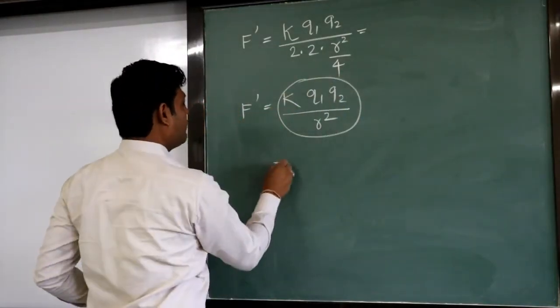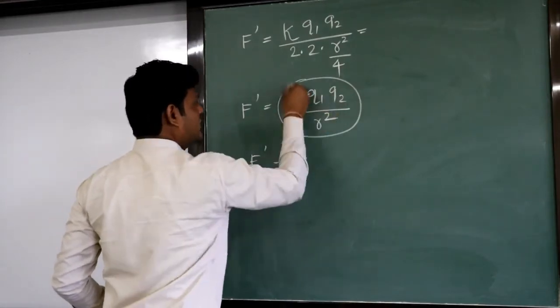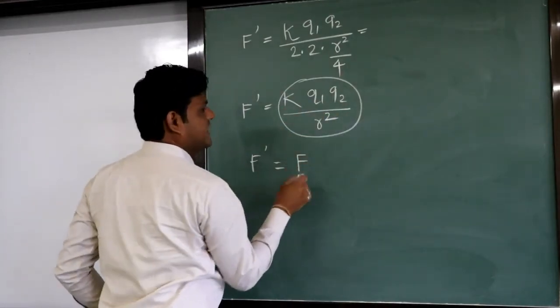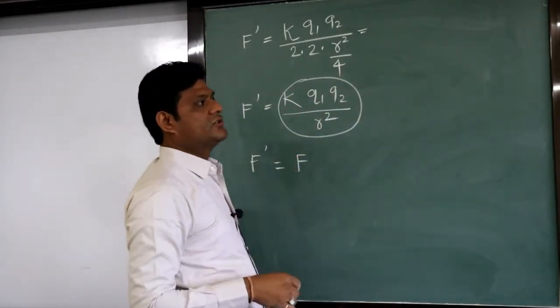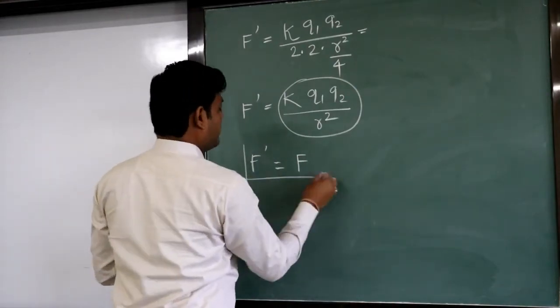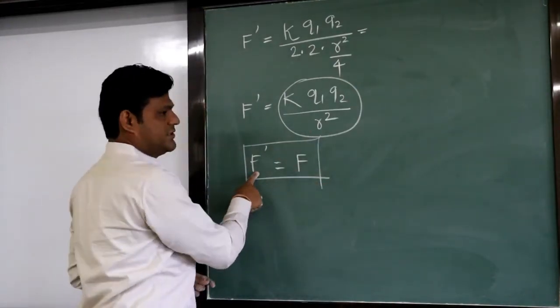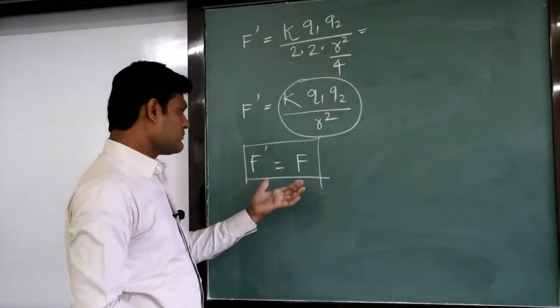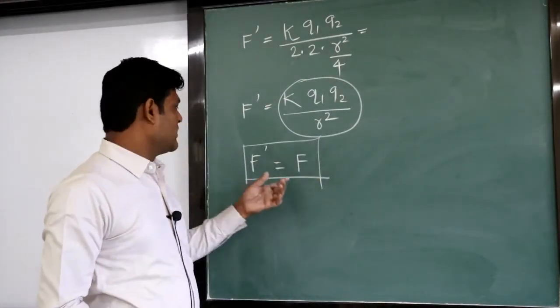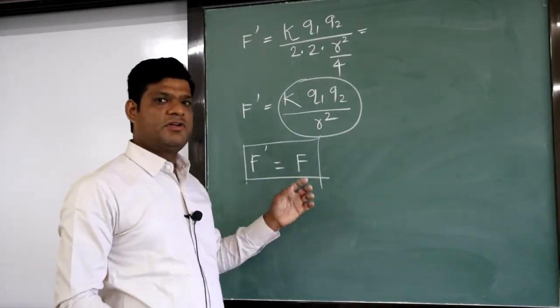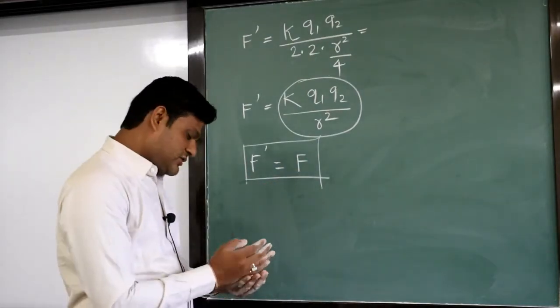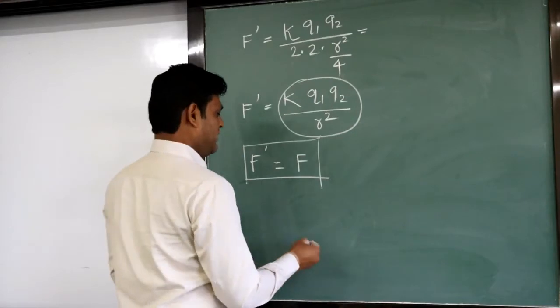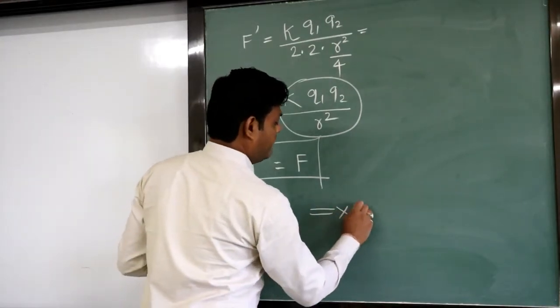And we know that what is this? This is known as the F, that is case number 1 we have already solved, right? So what we concluded here: F dash becomes F after the separation, or in the case number 2 the new force and original force were the same, right? So this is the numerical example number 1.4.